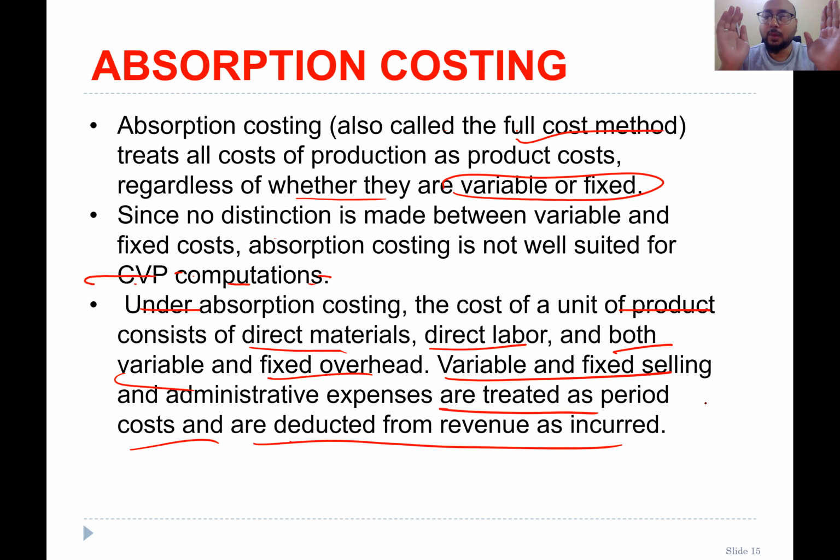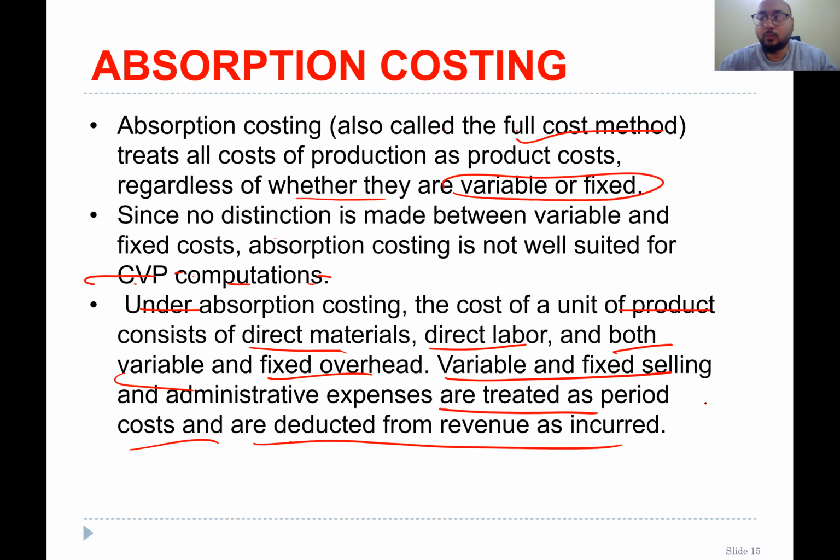So we have manufacturing costs, we have non-manufacturing costs. Non-manufacturing costs are selling and admin. Manufacturing costs are direct material, direct labor, manufacturing overhead. So since we are using absorption costing, we are not considering the behavior of the cost. So direct material cost is cost.